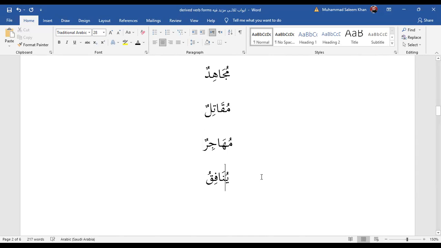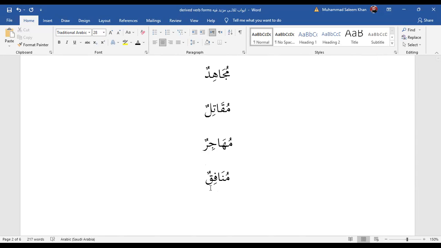Then we have nafaqa, yunafiqu, munafaqatan, wa nifaqan, to display hypocrisy. So someone who is a hypocrite, the verb will be yunafiqu, and when we add mu with that, and then we put dhamma, and then in the end we change it with tanween, so it will be munafiq, munafiqun, right? So the person who displays hypocrisy, a hypocrite.